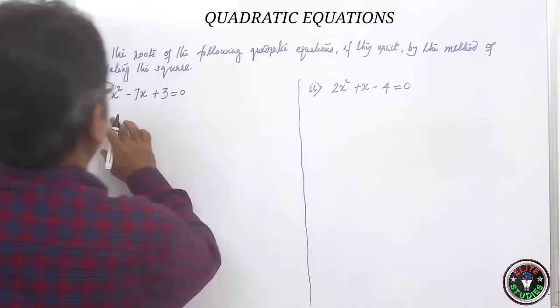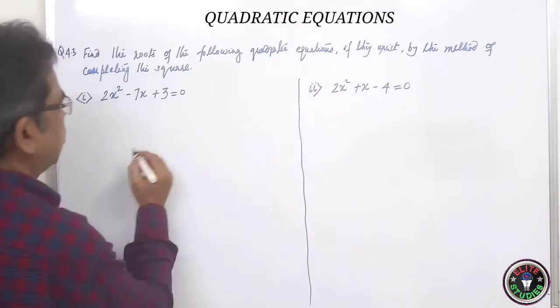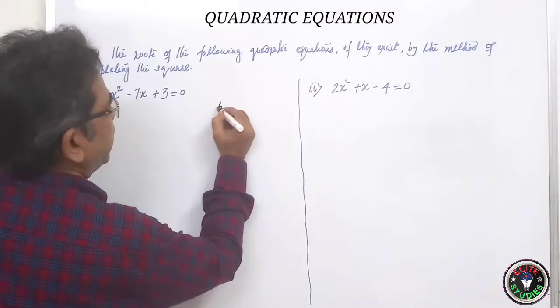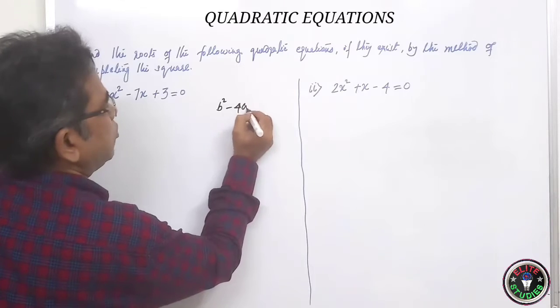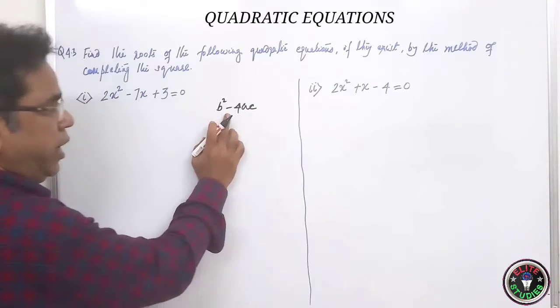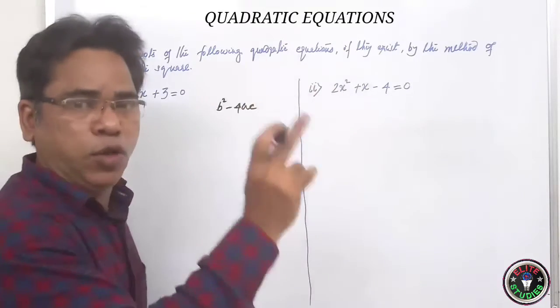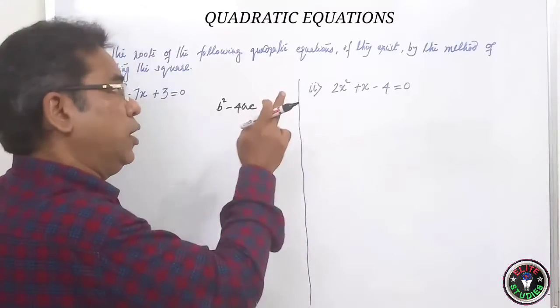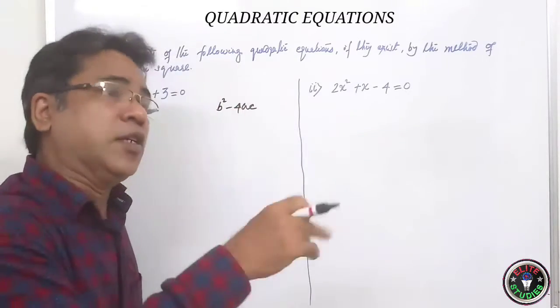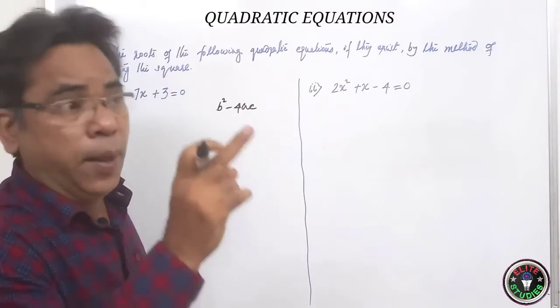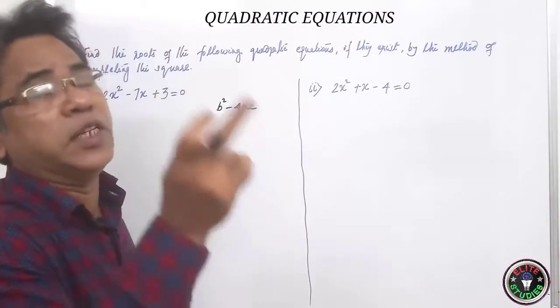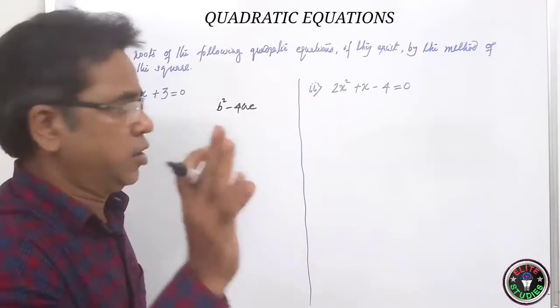Now first of all, let us check. To check whether the root exists or not, you have to check b square minus 4ac. This must be greater than or equal to 0. If it is 0, then also the root will exist. If it is greater than 0, then also the root will exist. But if it is less than 0, meaning negative, then the root will not exist.